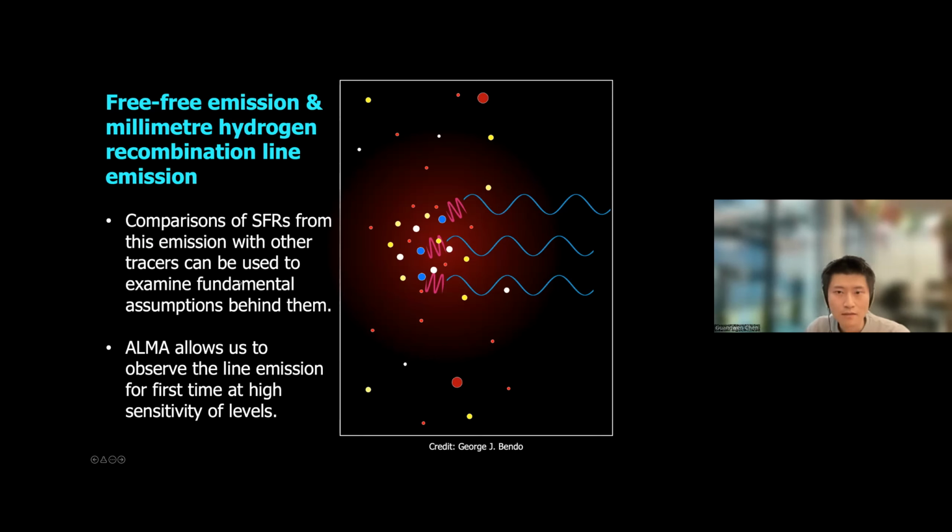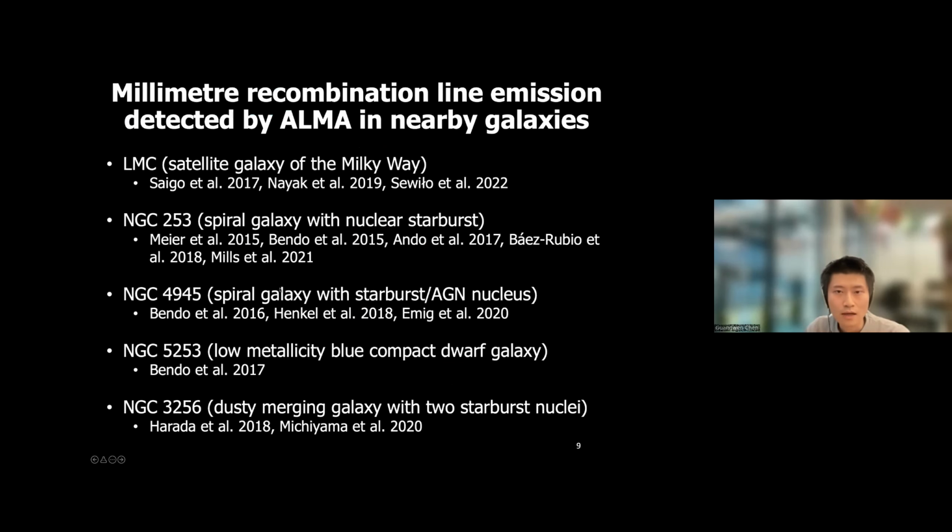Even though this line emission has been technically difficult for many telescopes, ALMA allows us to observe this line emission for the first time at high sensitivity levels. For now, ALMA has been capable of detecting this line emission from some nearby galaxies. Since this method is very useful, and this sample is still very limited, we try to use ALMA to study starbursts in another nearby galaxy.